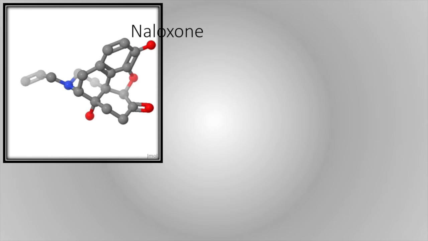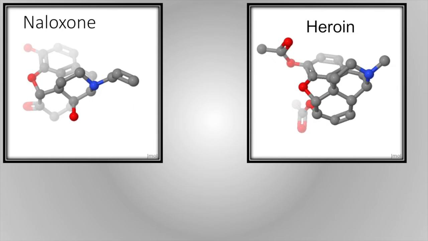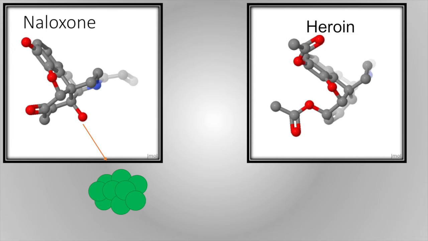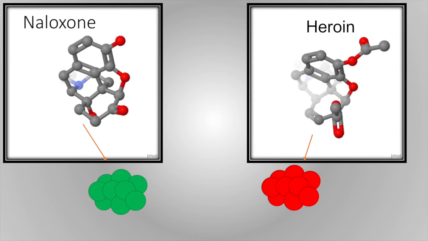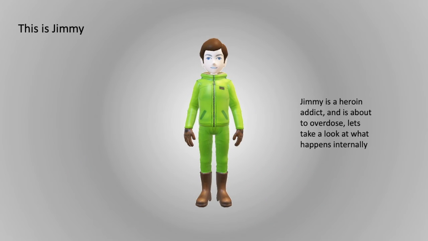We'll be looking at a case study where someone overdoses on heroin and is saved by naloxone. Naloxone will be represented as this green molecule, and the heroin will be represented as this red molecule. This is Jimmy. Jimmy is a heroin addict and is about to overdose on heroin.